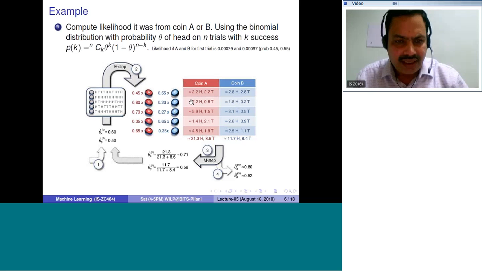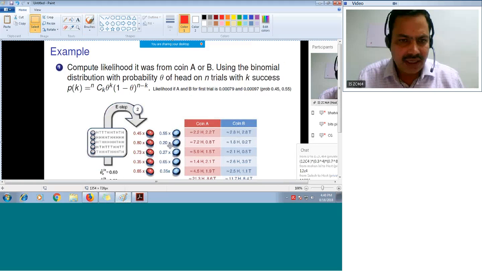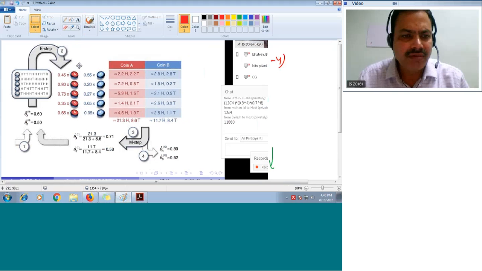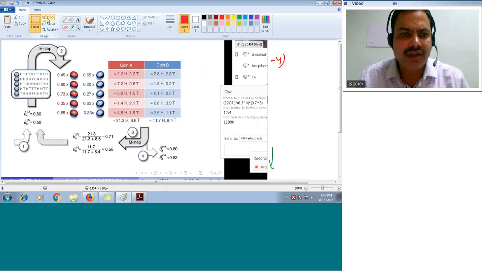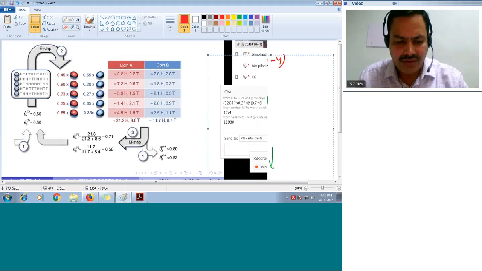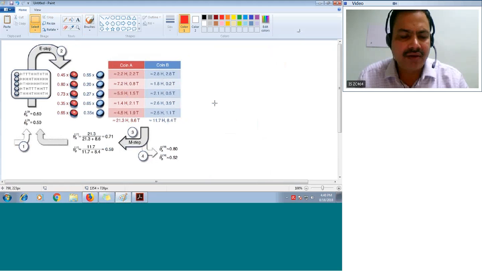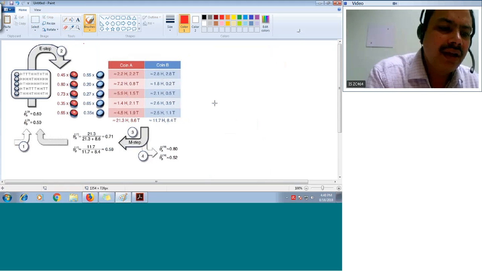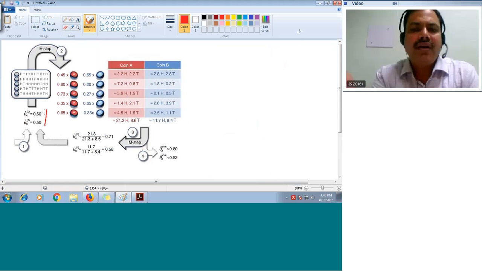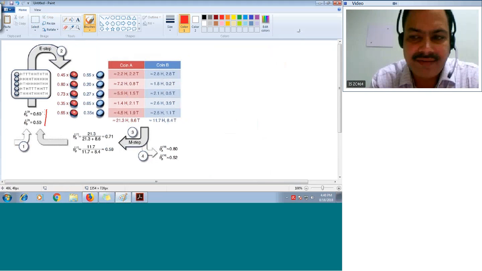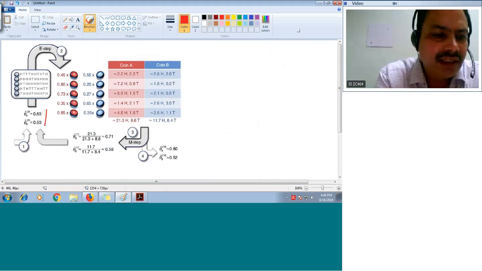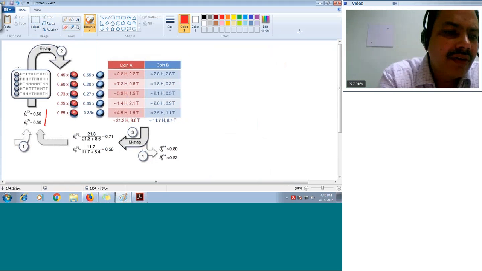As I told you, you should go ahead by assuming some initial probability. Let's guess whatever value you can take. Let's assume that the probability of getting heads from A is 0.6 and from B is 0.5. This is the initial guess. With this initial guess, just consider the first one.